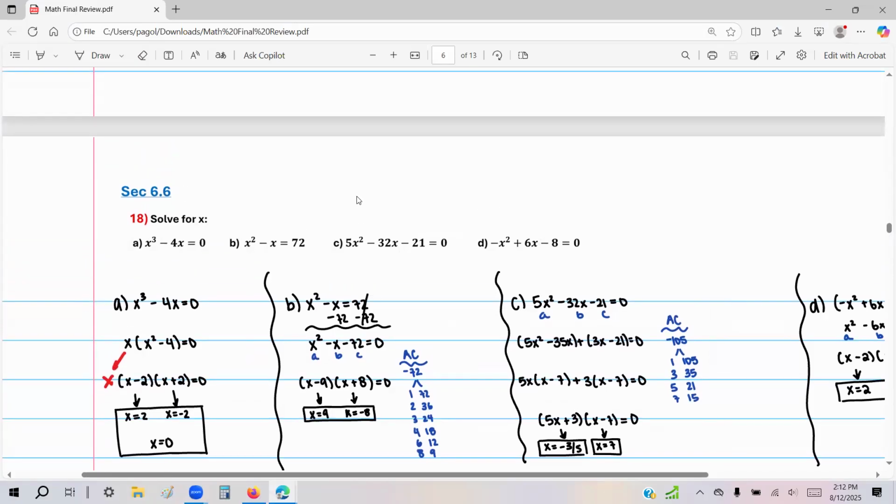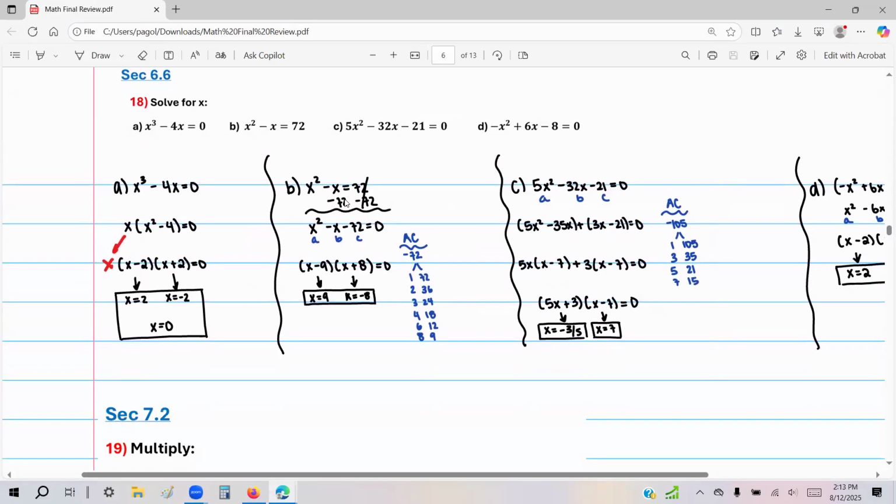Okay, so last class, the last thing we did was section 6.6, and it's about solving quadratics. There are a few cases: either you have 2 terms or 3 terms. When you have 3 terms, you have either direct factoring or the AC method to follow. And if you have something that is not factorable, you have to use the quadratic formula or the complete the square method.